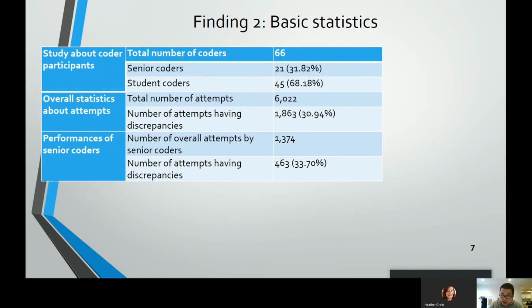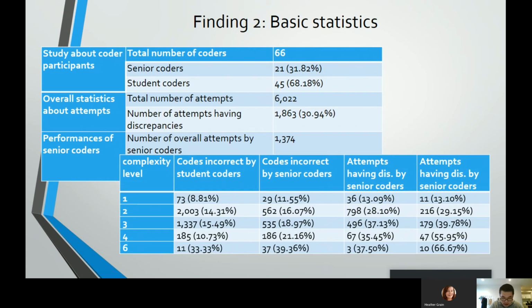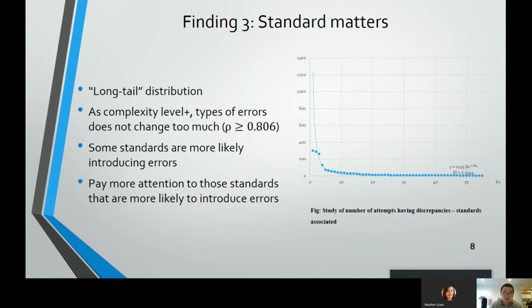Here are some basic statistics obtained by querying the Arrow database. Those episodes were coded by 66 coders, and 21 among them were senior coders, while others were student coders. Among the 6,022 attempts they've made, nearly 31% have discrepancies. For senior coders, the rate of making an attempt with discrepancies is more than one third. Here is another piece of statistics. It shows that in general, coding error rates tend to increase as the complexity level of episodes increases.